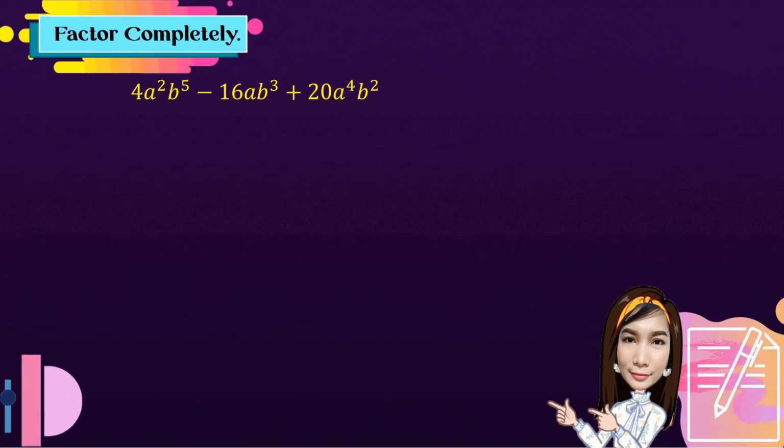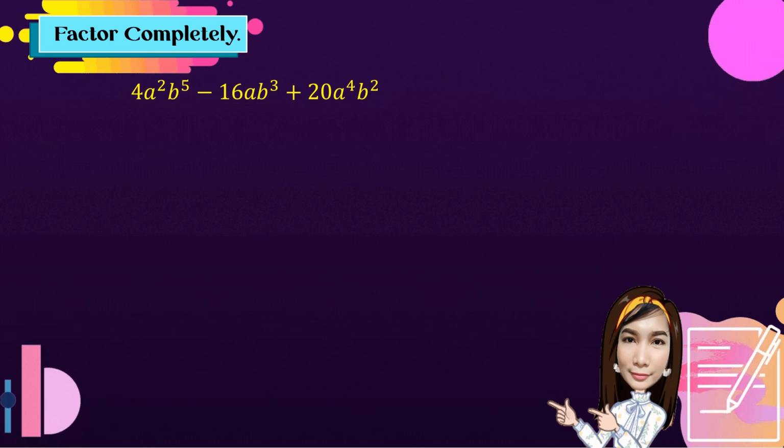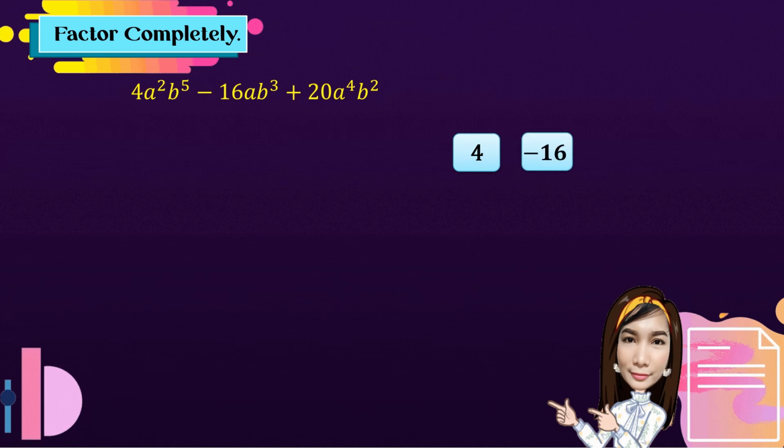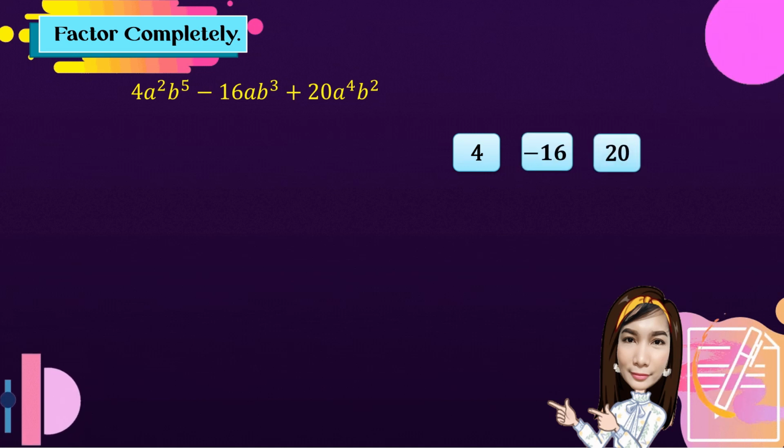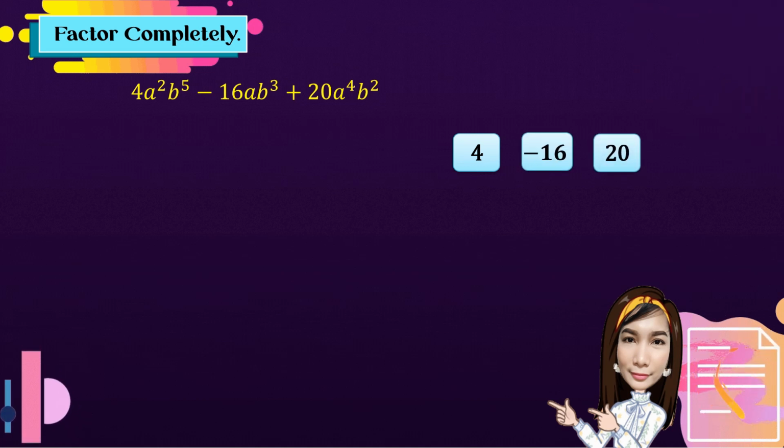Next, let's have the given trinomial: 4a squared b to the 5th minus 16 ab cubed plus 20 a to the 4th b squared. Now, let's have first the numerical coefficient. We have 4, negative 16, positive 20. Using the ladder method, we can divide it with the smallest prime number, which is 2.